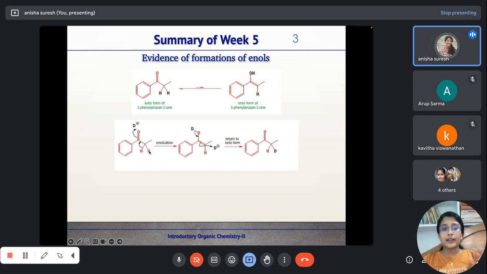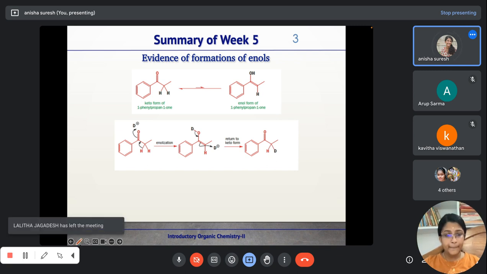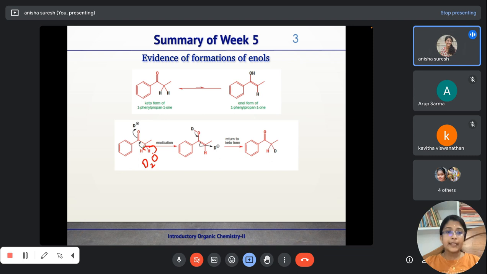So first, from D2O, this oxygen can abstract this proton. Here they have shown this proton. Then this bond delocalizes into here, the C=O pi bond breaks, and it can abstract D plus from the system. So it results in the formation of this enol form.